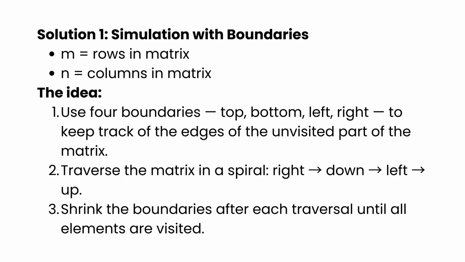We use 4 boundaries, top, bottom, left, and right, to keep track of the edges of the unvisited part of the matrix. We traverse the matrix in a spiral pattern: right, down, left, and then up. After completing a pass in one direction, we shrink the corresponding boundary. We repeat this process until all elements are visited. Think of it like peeling an onion layer by layer in a spiral pattern.